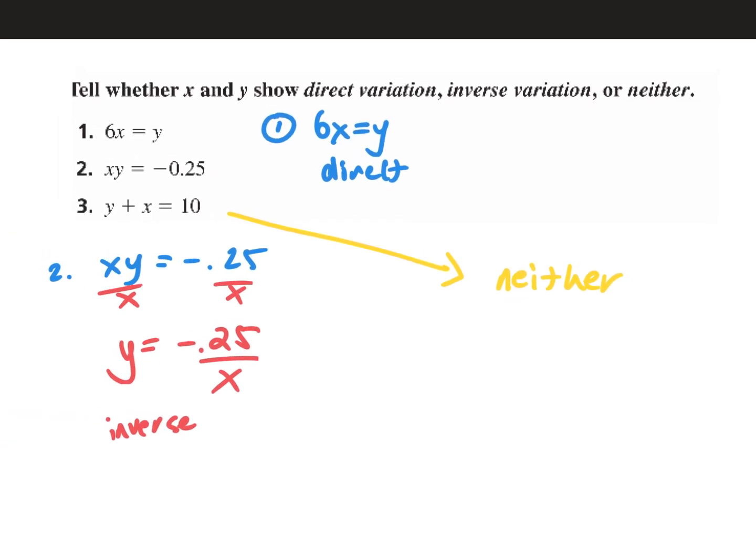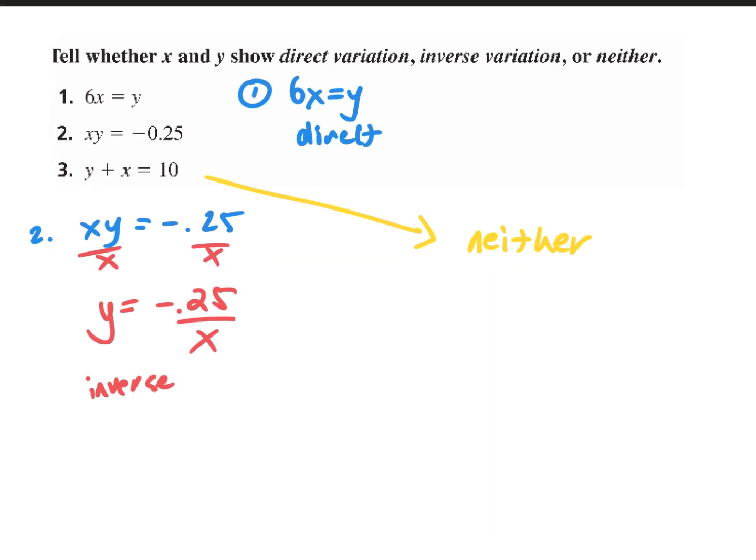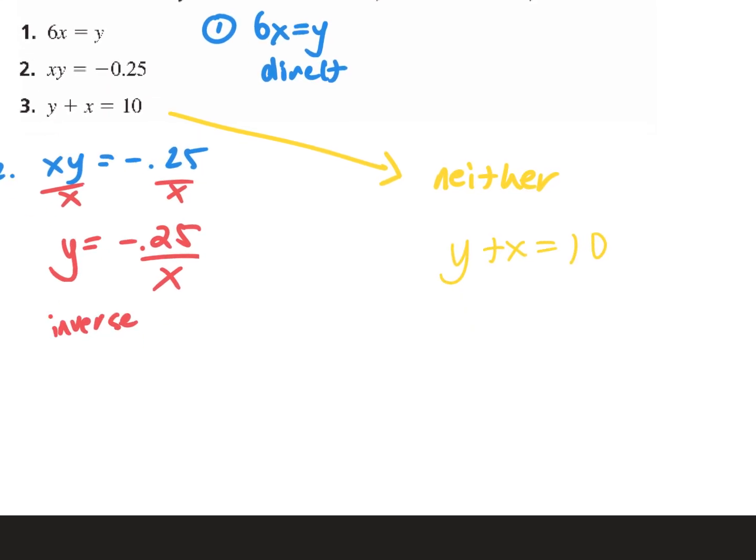When you're given the equation and asked for direct, inverse, or neither, you have to solve the equation for y. If I solved number 3, y plus x equals 10, if I solve for y, do you guys agree I'd have 10 minus x over here? That does not portray direct nor inverse. It's not multiplying x by a constant. It's not dividing x by a constant. So that's why it's neither.